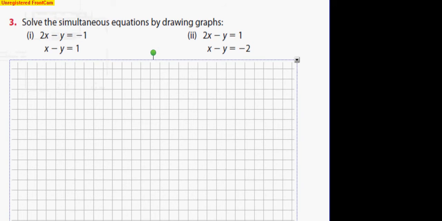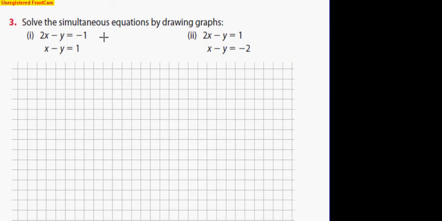Question 1. Solve the simultaneous equations by drawing graphs. Now, we have two equations here. They're both called linear equations. They're called linear equations because they both represent a line, okay? So these are called linear equations, okay?